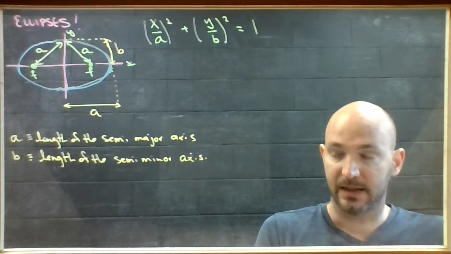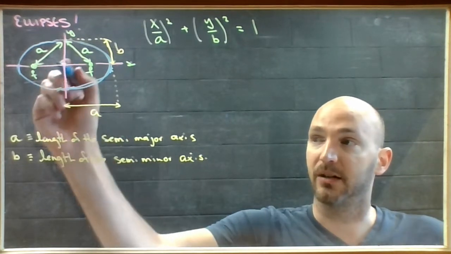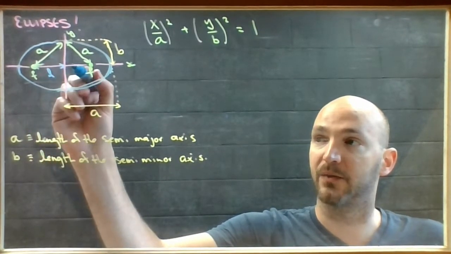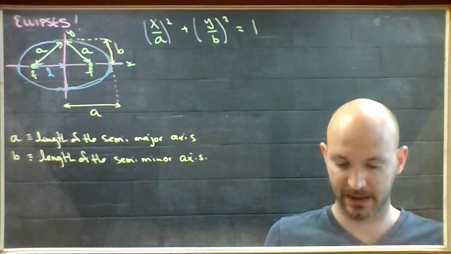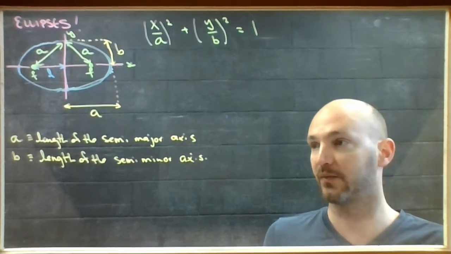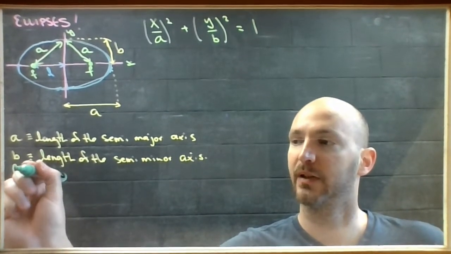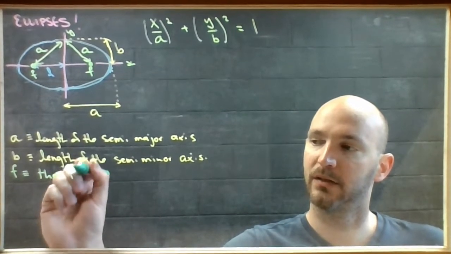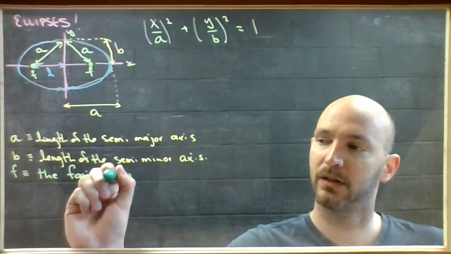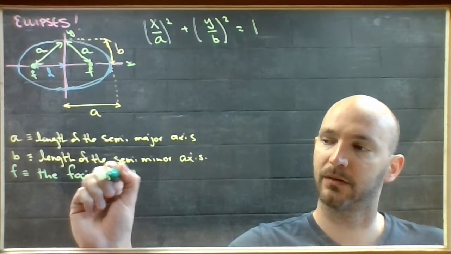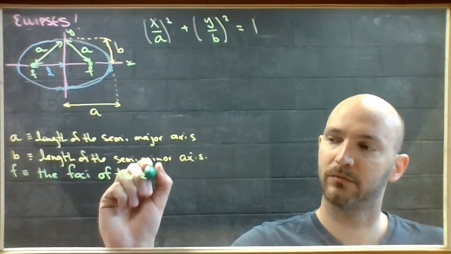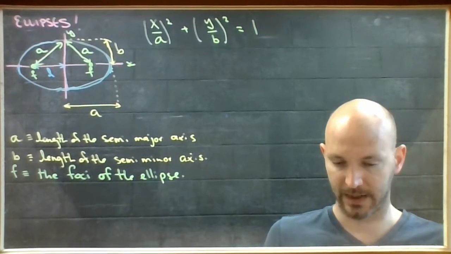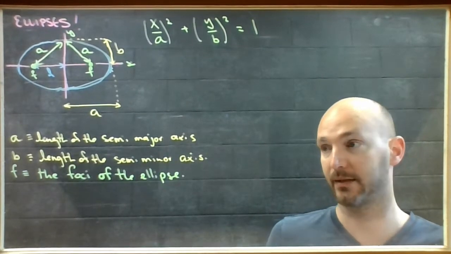So if that's the case, then there must be a distance here from the center of the ellipse to the focus, and we're going to label that as L. So F is defined as the foci of the ellipse. And L is the focal length.